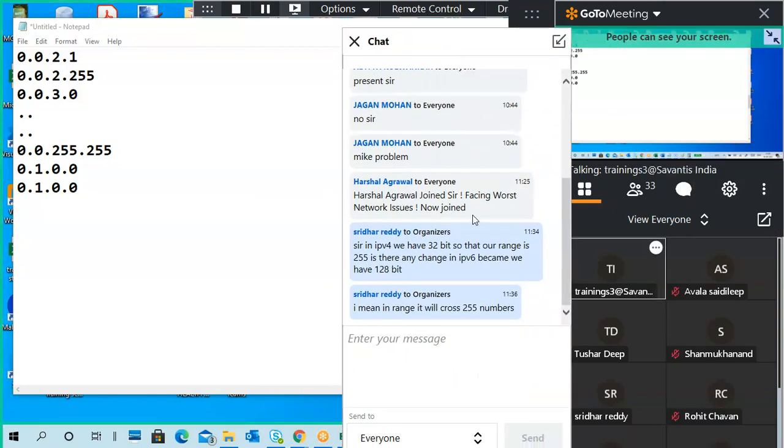See, in IPv4 we have 32 bits, so our range is so many. In range it will not cross 255 in any octet.